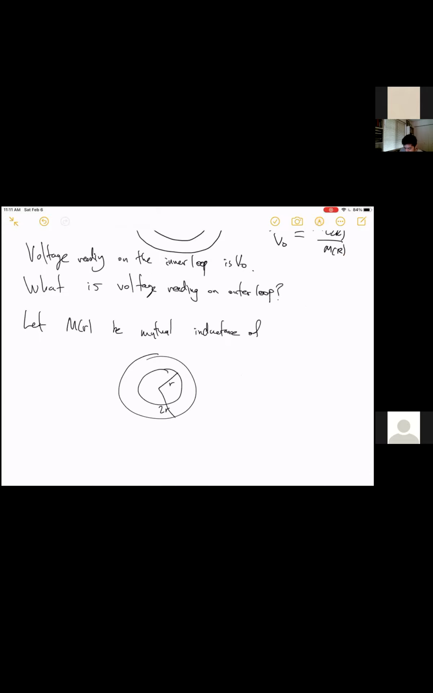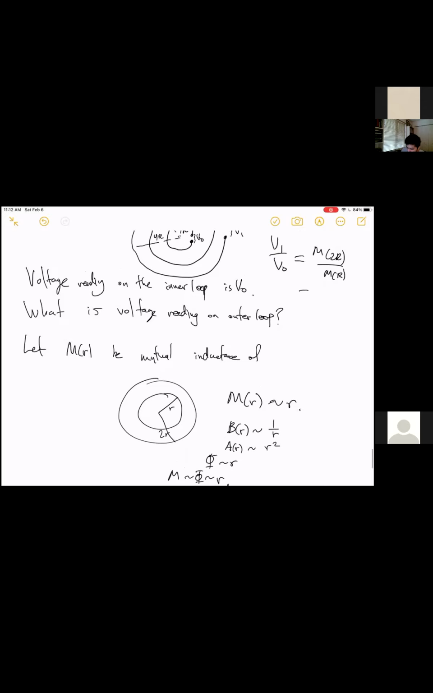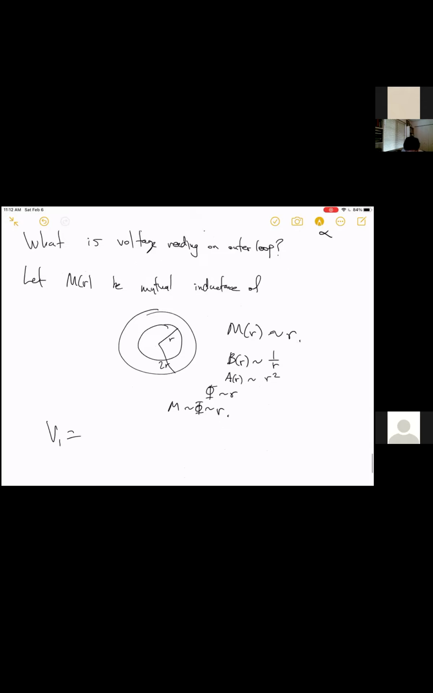And now you can see that M of R has to be proportional to R. Can anybody see why that must be true? Give an argument, not dimensional analysis, but a scaling argument. The magnetic field in general will be proportional to 1 over R everywhere. That's the order of the magnetic field. The areas are proportional to R squared. So the flux is proportional to R. And the mutual inductance, which is essentially proportional to the flux, is therefore proportional to R. So this ratio is just 2. Therefore, V1 is 2 V0.